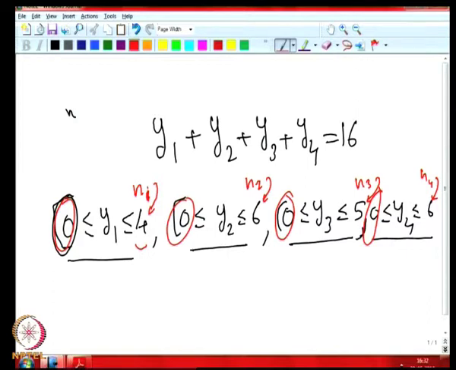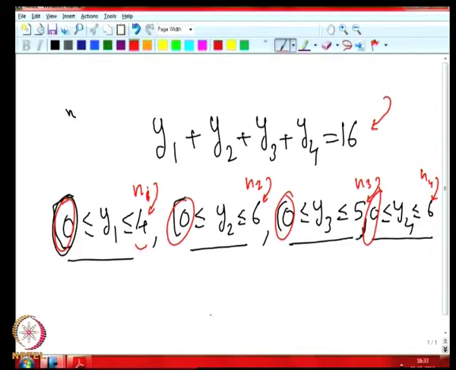Now the corresponding r-combination problem is that we want to create 16 combinations using objects from a multiset containing 4 types of things, where the first type has 4 copies in the multiset. That means you can only take the first type 4 times, the second type has only 6 copies, the third type has only 5 copies, and the fourth type has only 6 copies. This is the corresponding r-combination problem.